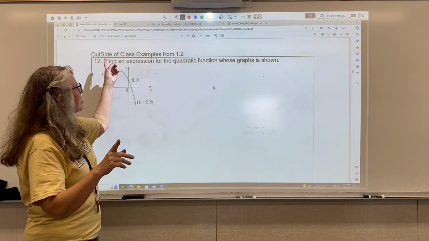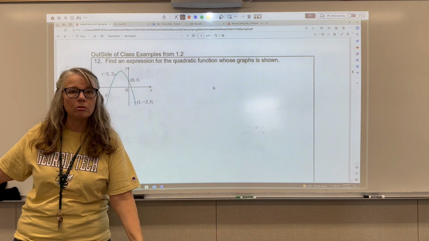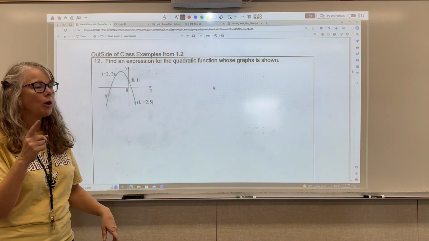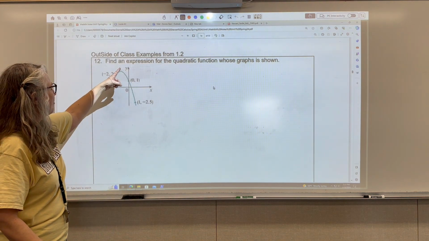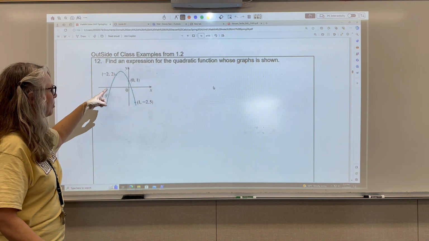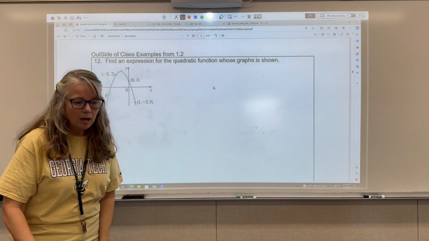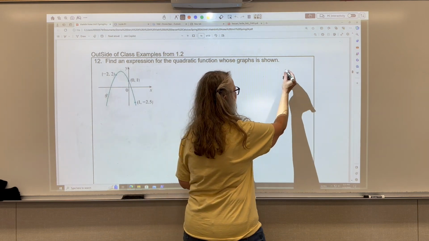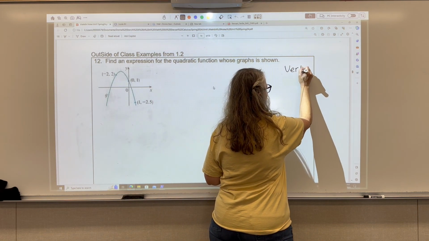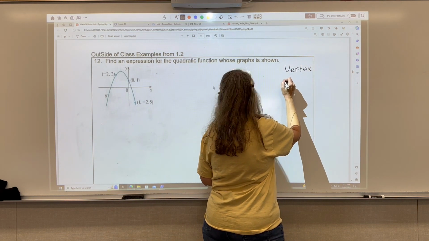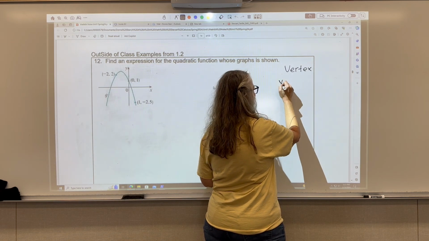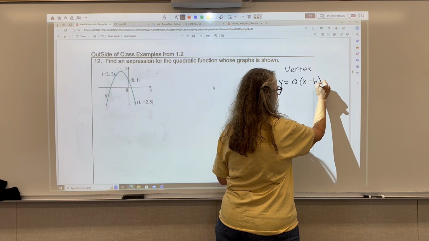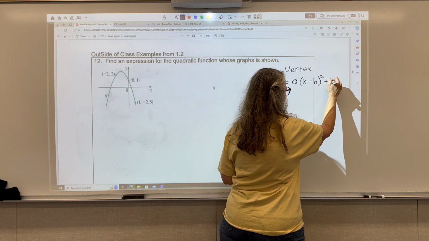Hey, this is the outside of class examples from 1.2, and we had done in class another parabola, and so this is asking us to find the equation of that parabola right there. And there's two forms of equations for parabola. There's vertex form. I'm going to write that right here, which looks like this. I'm going to go ahead and write y equals a times x minus h squared plus k.